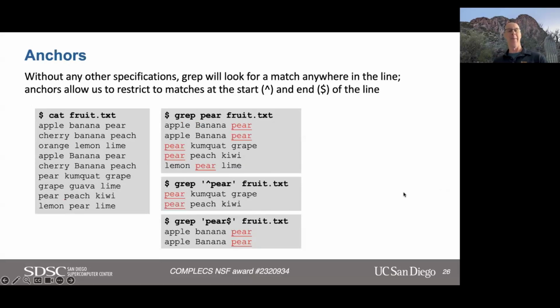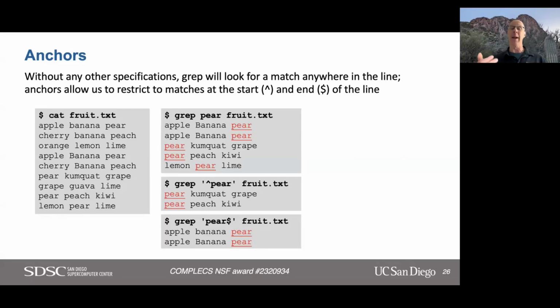All right, anchors. Another really useful feature. Without any other specifications, grep is going to look for a match anywhere in the line. And anchors allow us to restrict the matches to the start using the caret or the end of a line using a $ sign. So going back to our fruit.txt example again, first search is just going to be for pair in fruit.txt. And you can see that we returned 5 matches.